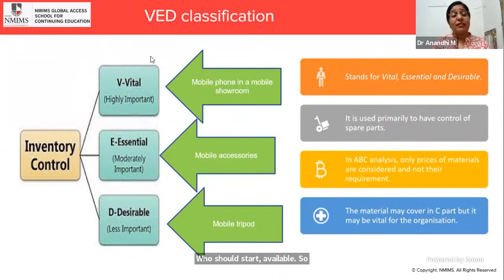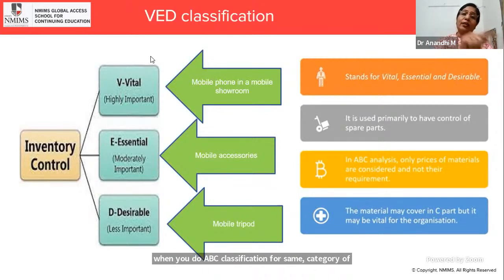Otherwise, if you lose a car key, you can just manage temporarily, but still you go and prefer to have another key. So it comes under either a vital or an essential component. But when you do ABC classification for the same category of parts for a car manufacturer, where will the car key go and sit as per the value?